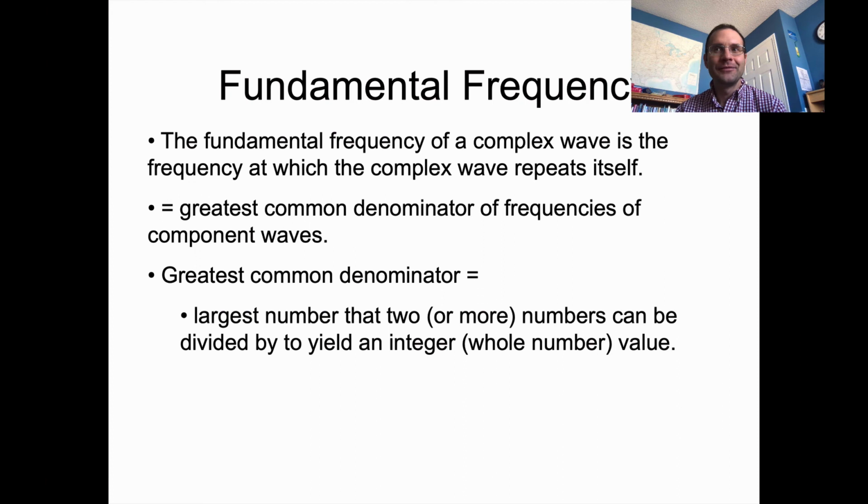If I was adding a 5 hertz wave and a 12 hertz wave together, I couldn't divide them both by 4 and get any kind of whole number, right? So 5 divided by 4 is not 1. 12 divided by 4 is still 3, but 5 wouldn't work, right? It's got to be the biggest number you can use to divide both of those numbers by and still get a whole number out of the process. And that's an easy example.